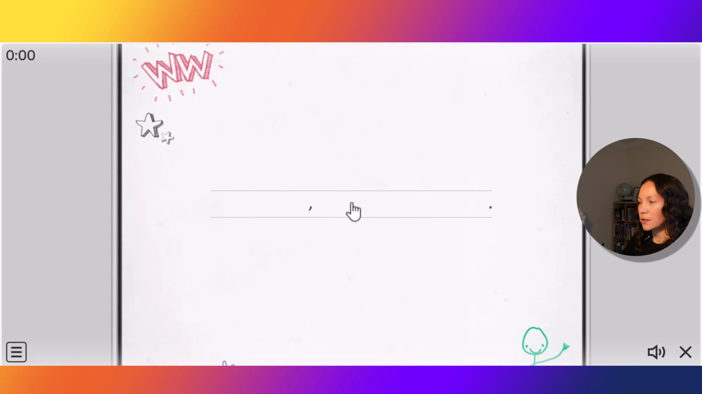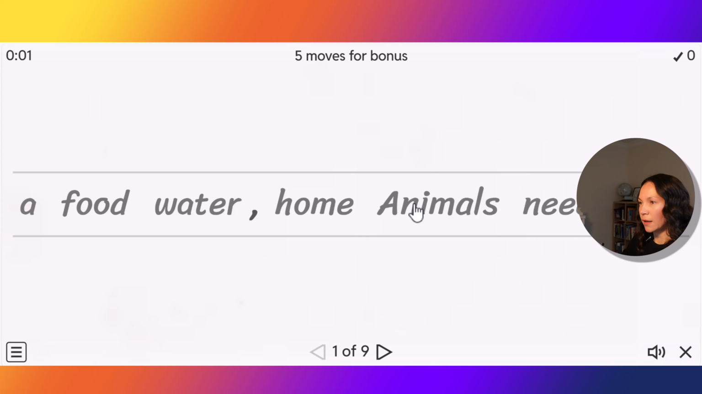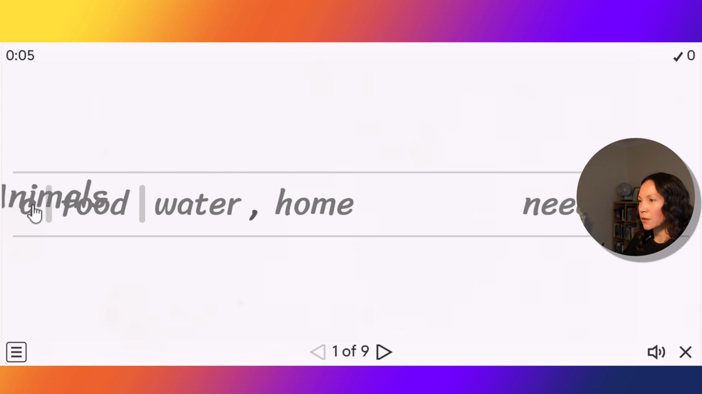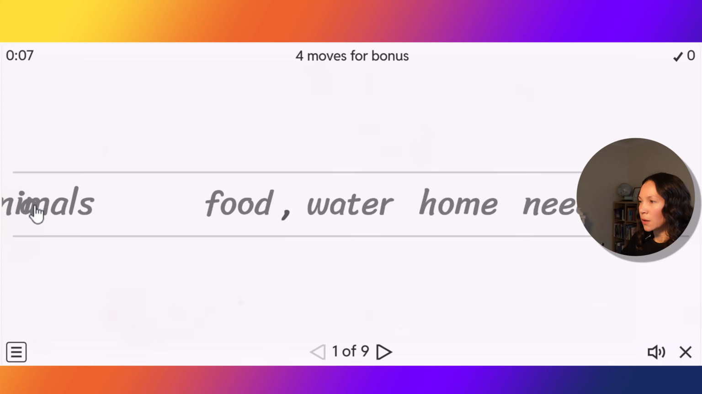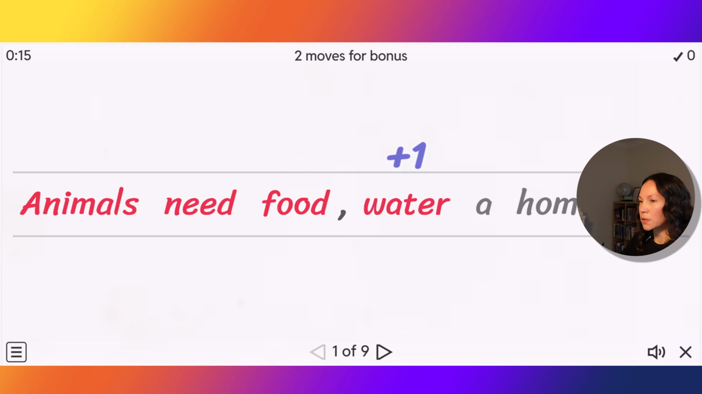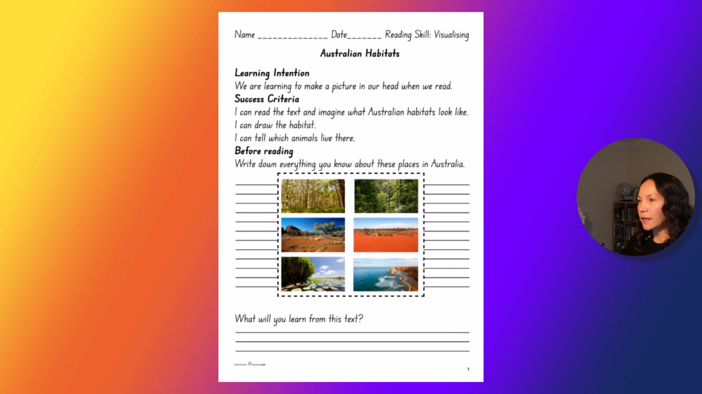So this is the game called Unjumble Sentences. Again, it's also made on Word Wall. So students need to click on the words, put them in the right order, and I can remind them that the first word starts with a capital letter. And finally, it's a reading comprehension activity.